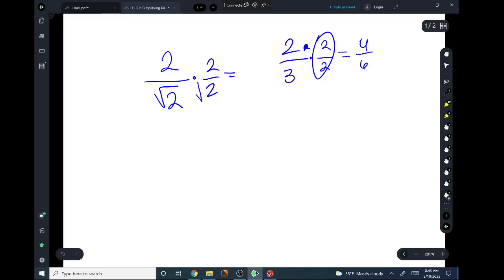Look what would happen, and it was not intuitive the first time. What would happen if you multiply by root 2 over root 2? Which is a weird 1, a very weird 1. A really strange one. Yeah?